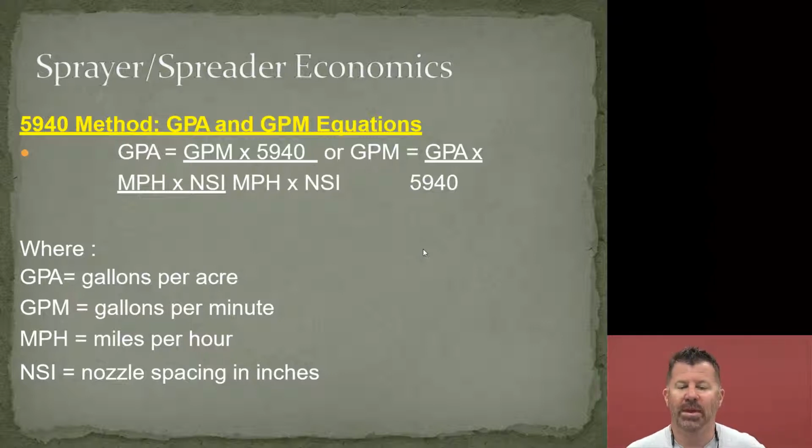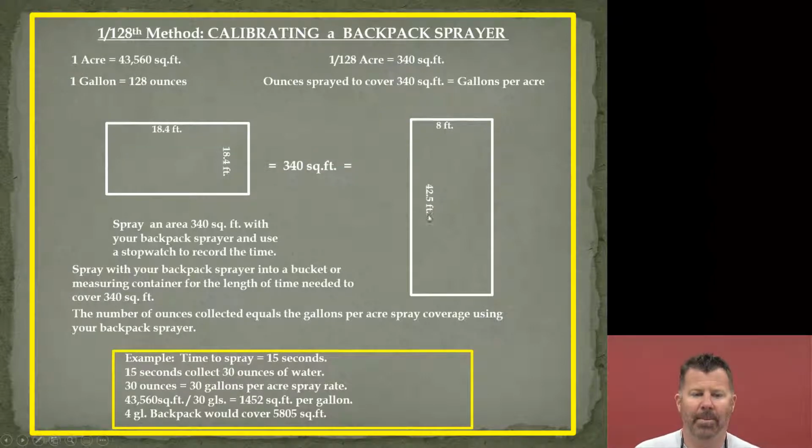The 5940 method, gallons per acre and gallons per minute equations. We saw this in the last lecture. GPA is gallons per acre, GPM is gallons per minute, MPH is miles per hour, and then nozzle spacing in inches. A review of the 1/128th method, calibrating a backpack sprayer. Here are our standards. 1/128th of an acre is 340 square feet, ounces sprayed to cover it, so 8 feet by 4.25, or 85 by 4, is the 340 square feet. Spray the 340 square feet area with your backpack sprayer, and use the stopwatch to record the time. Spray with your backpack sprayer into a bucket or measuring container for the length of time needed to cover the 340 square feet. The number of ounces collected equals the gallons per acre spray coverage using your backpack sprayer.